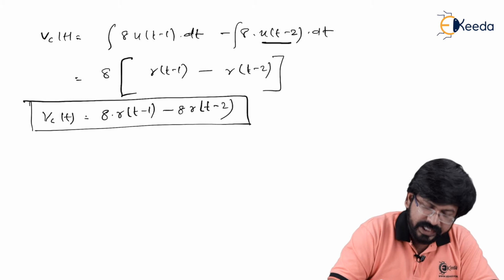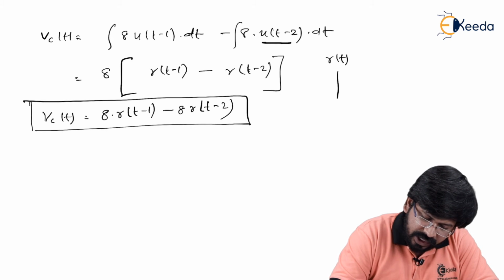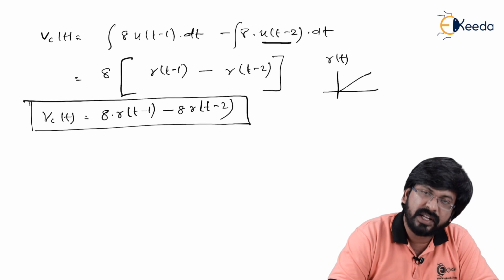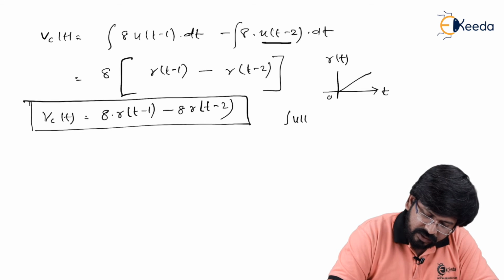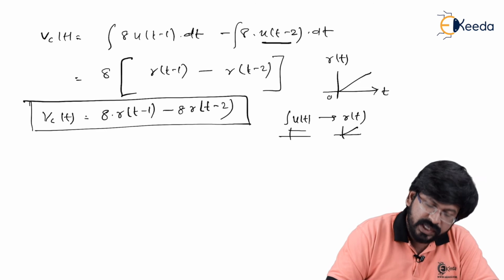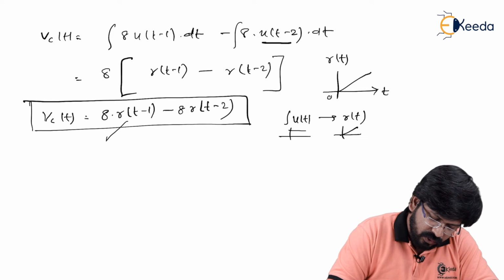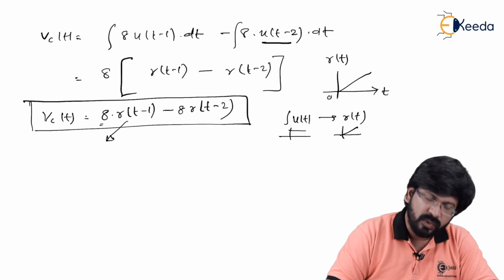Now let me tell you what exactly is meant by r of t. Please remember, r of t stands for ramp signal. This is what we call a ramp signal, which starts with 0. And integration of u of t is simply r of t. You know the fact that u of t is this signal, r of t is this type of signal. So by using similar concepts, let's say if I want to go about it, 8 times r of t minus 1. What is meant by 8? 8 is nothing but a slope.